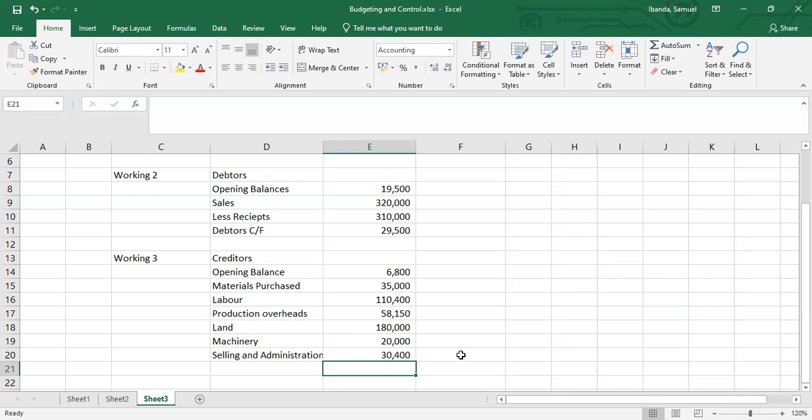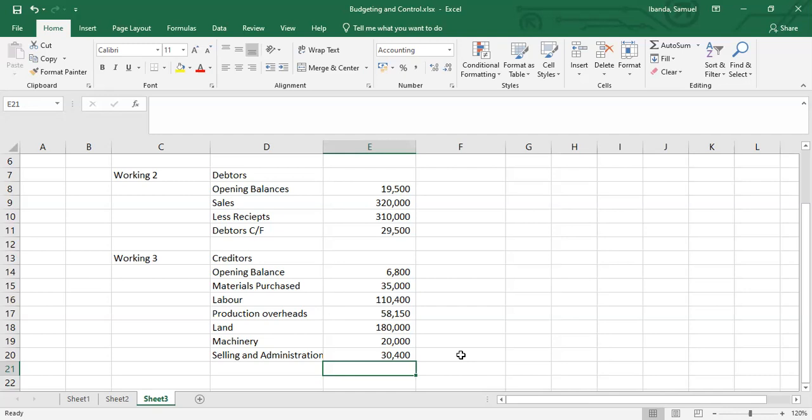okay? Do I have any other expense that I need to include as well? Because at least I've included the selling and administration. I've included the materials, okay? I've included the production overheads. I've included labor. I've included the machine purchase, the land purchase. So that should be enough.